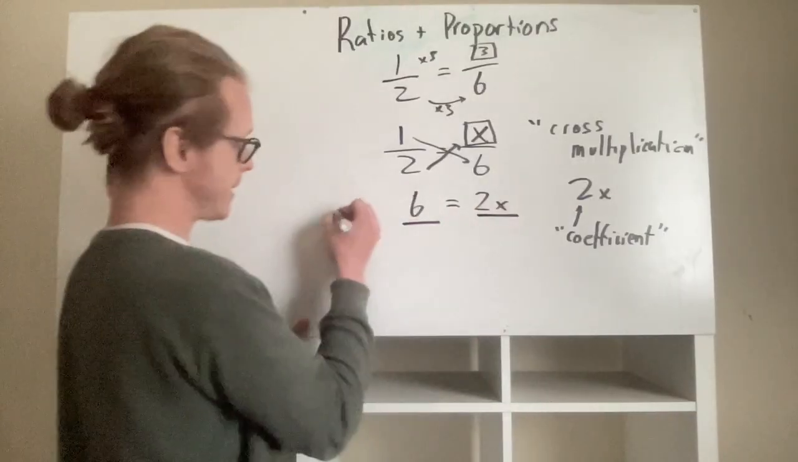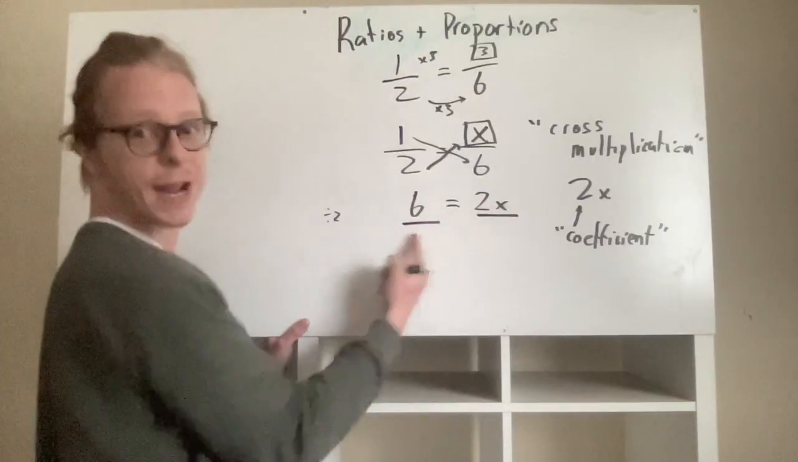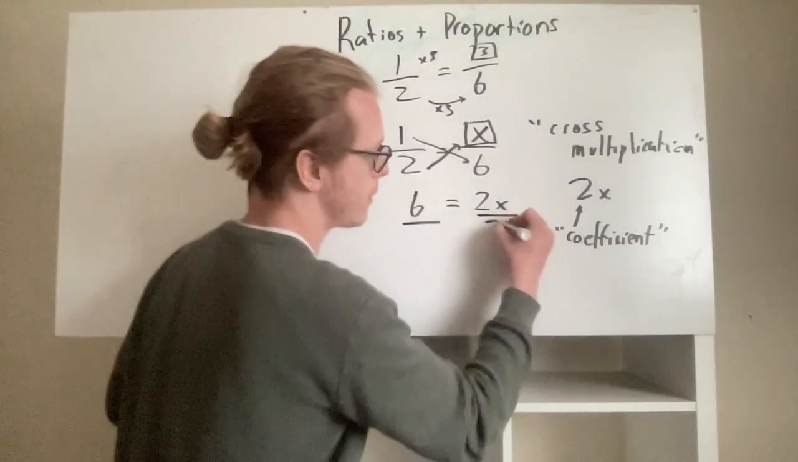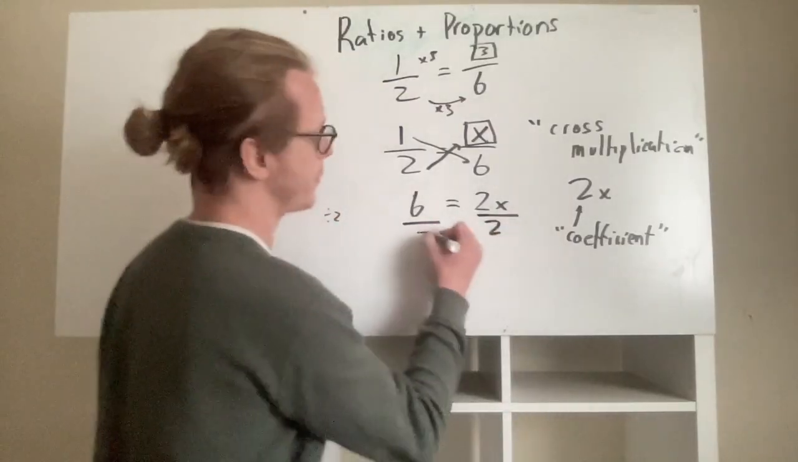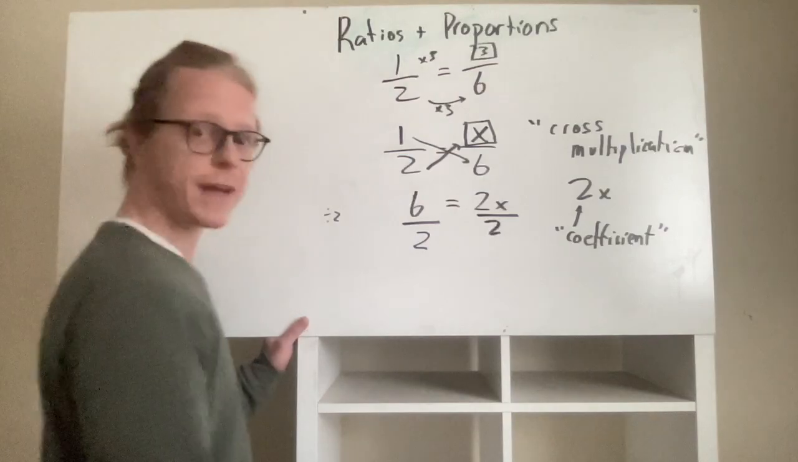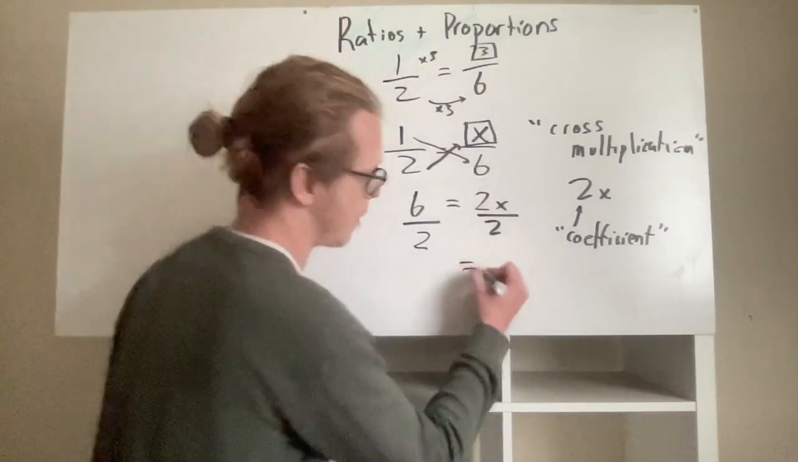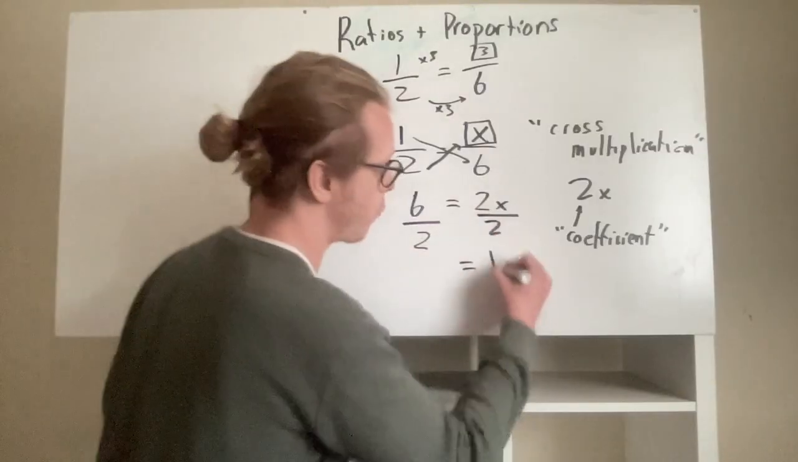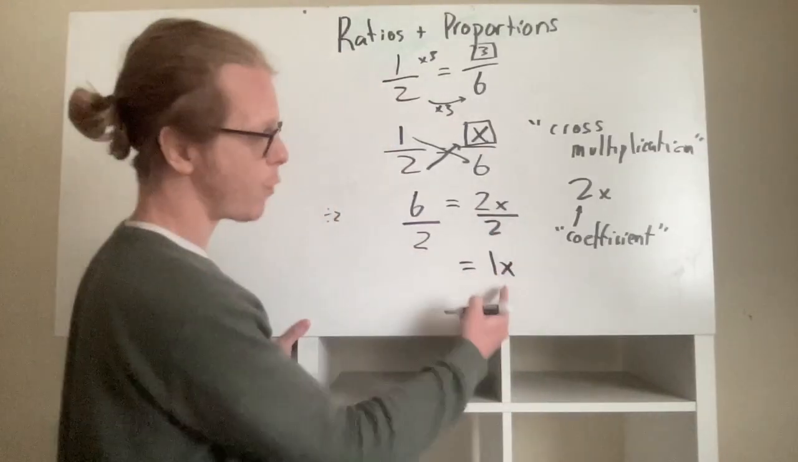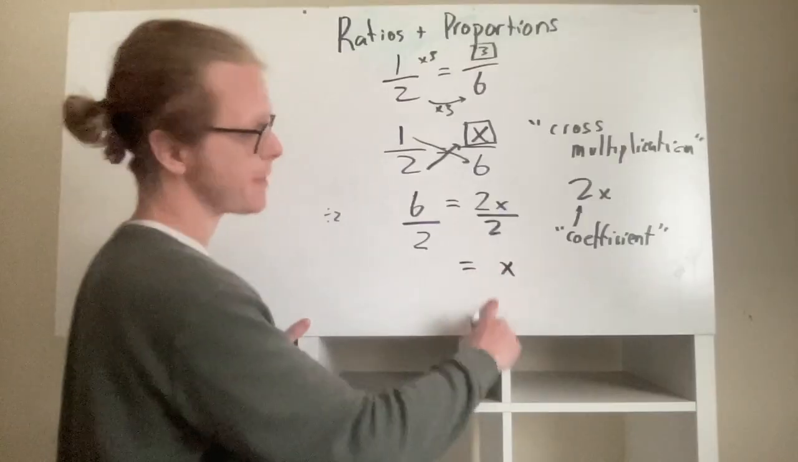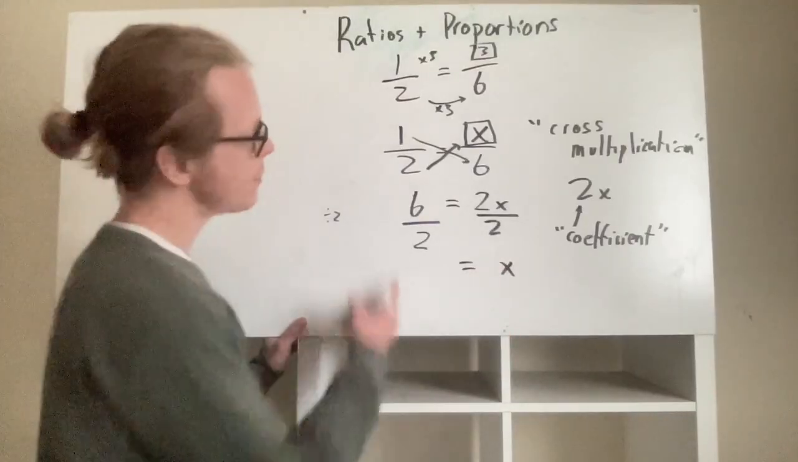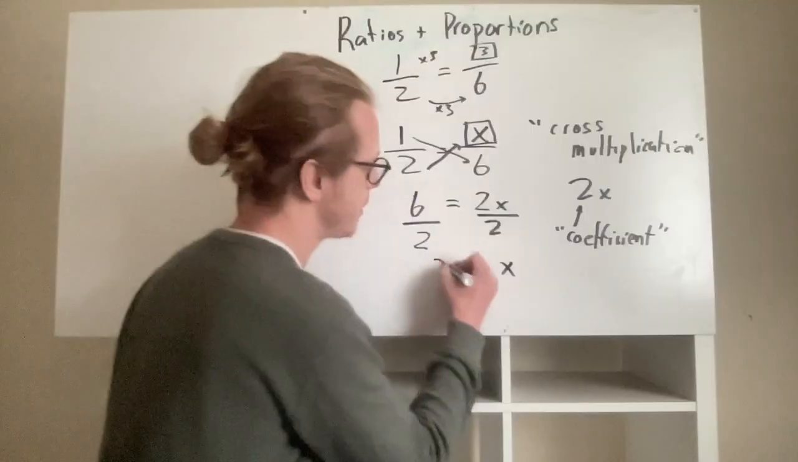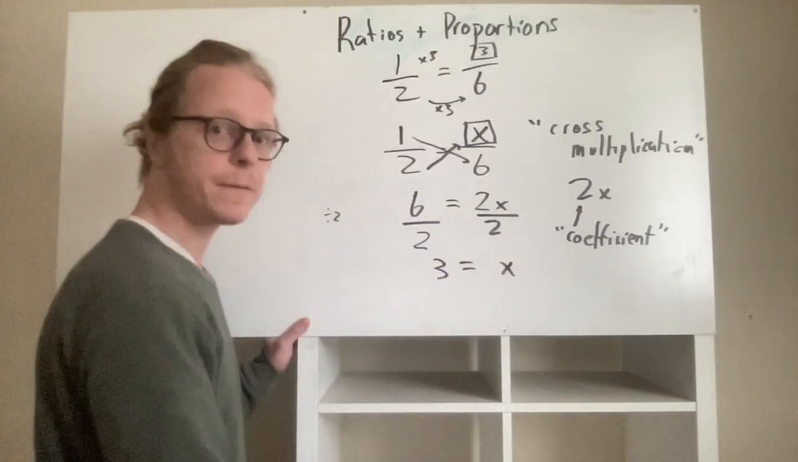Now I could show it like this, right? Divided by 2, but remember a fraction bar also means division. So we can show it like this, divided by 2, divided by 2. I'll put the equal sign down. Well, 2 divided by 2 is just 1. So we have 1x, and when we just have 1x, we don't have to write the coefficient, we just put x. Okay, and then 6 divided by 2 gives me 3.